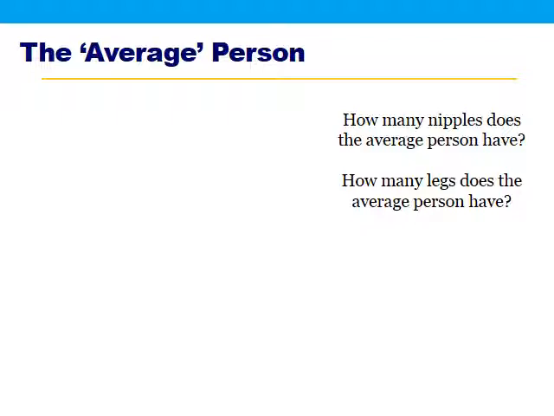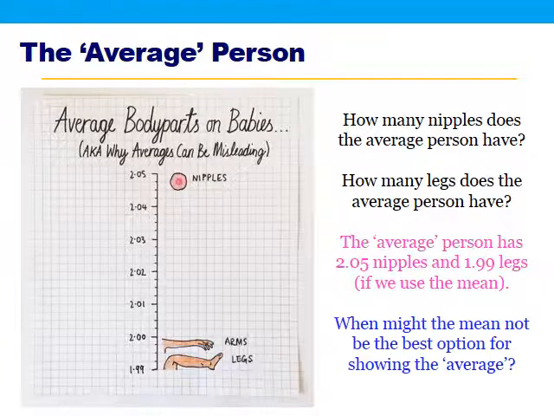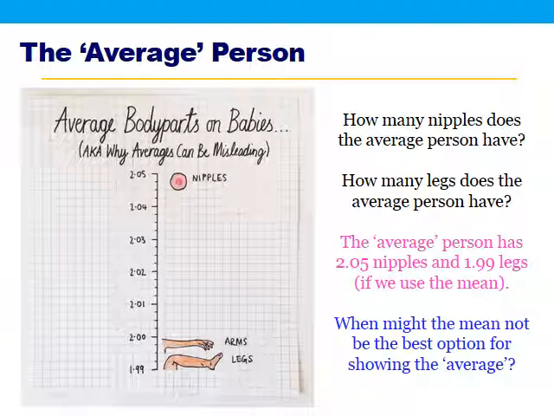And in fact, if we were to calculate the mean number of nipples that a person has, because a small percentage of the population has 3, we would actually say that the average person has 2.05 nipples and 1.99 legs. Now that's if we use the mean as our definition of what is average. Now obviously that doesn't make a whole lot of sense, right? If we're trying to describe the most typical person, then we're going to say that they have 2 of each of these things. So when might the mean not be a great option or the best option for communicating what the average person is like?